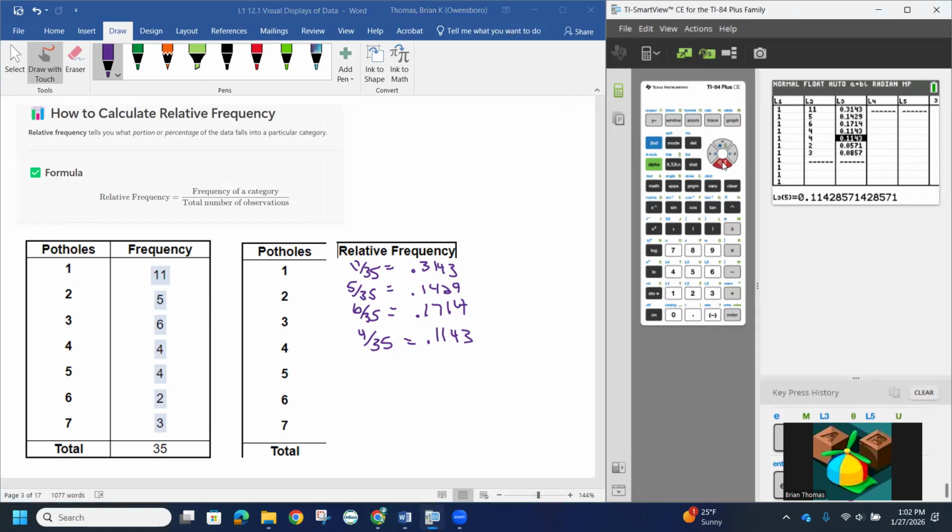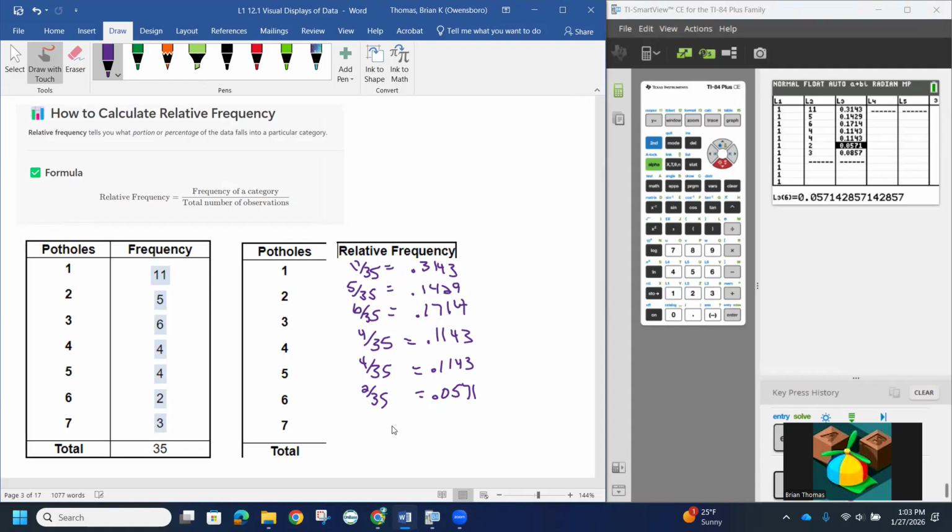Notice how the next one, the ones with 5 potholes, is also 4 out of 35. So that's again 0.1143. And again, we can look at this and see 0.114, and that 8 would tell me to move it up to a 3. So it is rounding correctly for me to 4 places. Then we had 2 out of 35 for 6 potholes. If I bring that one down, highlight it, that's going to be 0.0571.